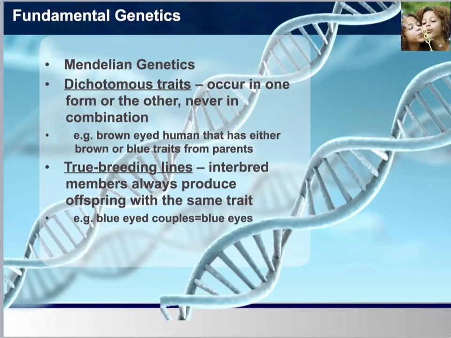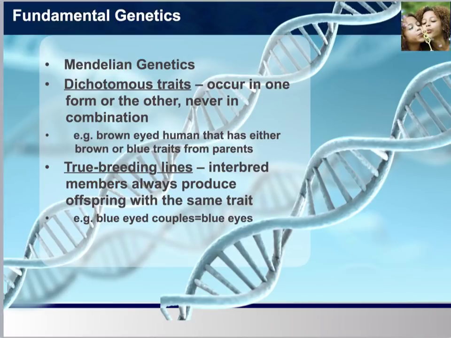As you remember from our introduction to this chapter, the monk Gregor Mendel from Austria has been influential in our understanding of genetics and inheritance. Mendelian genetics basically comes from establishing these two important components. We have either dichotomous traits or true breeding lines. Now, a dichotomous trait is a trait that occurs in one form or the other, but never in combination.